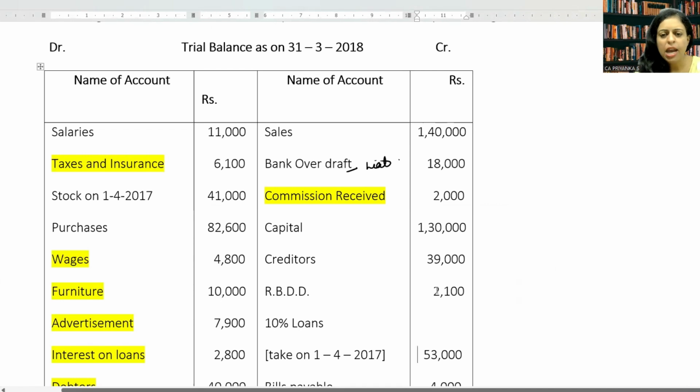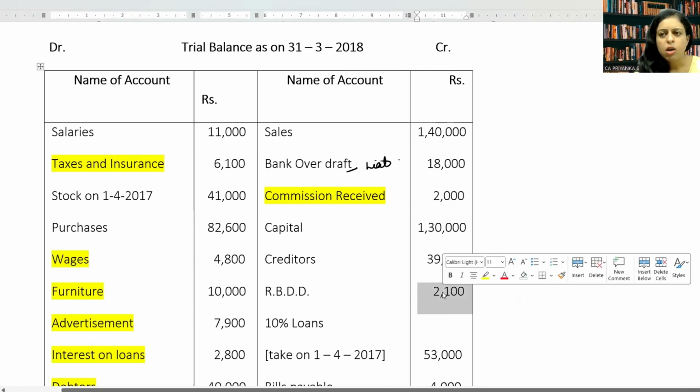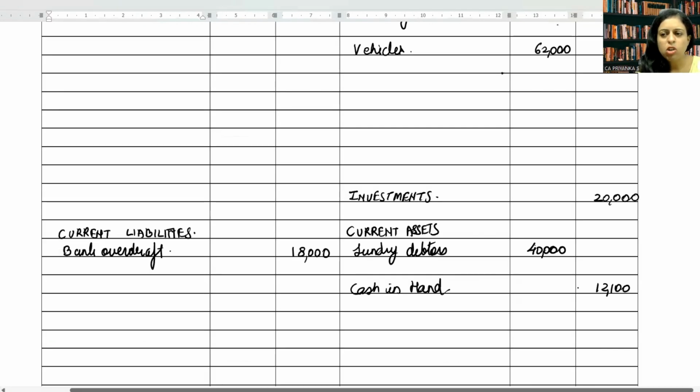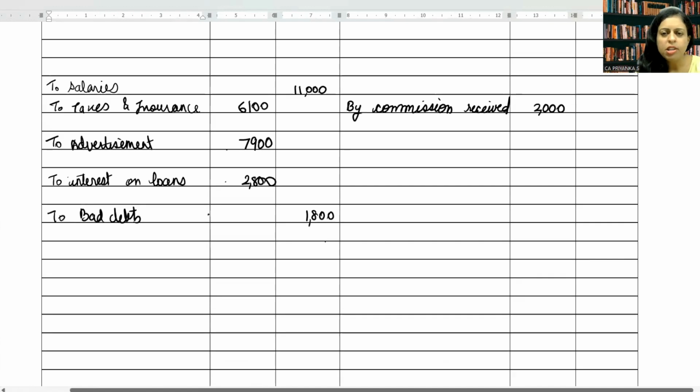RBDD, reserve for bad and doubtful debts, 2,100. Now remember, whenever you get RBDD in the trial balance, the simplest way of writing RBDD, don't go for confusing tricks and confusing techniques. Whatever was the reserve for last year, just write it completely, fully in the profit and loss account credit side. Just remember this as a trick for the easiest way to write RBDD. So go to the profit and loss account credit side. The old reserve, I'm going to write back by reserve for bad and doubtful debts.